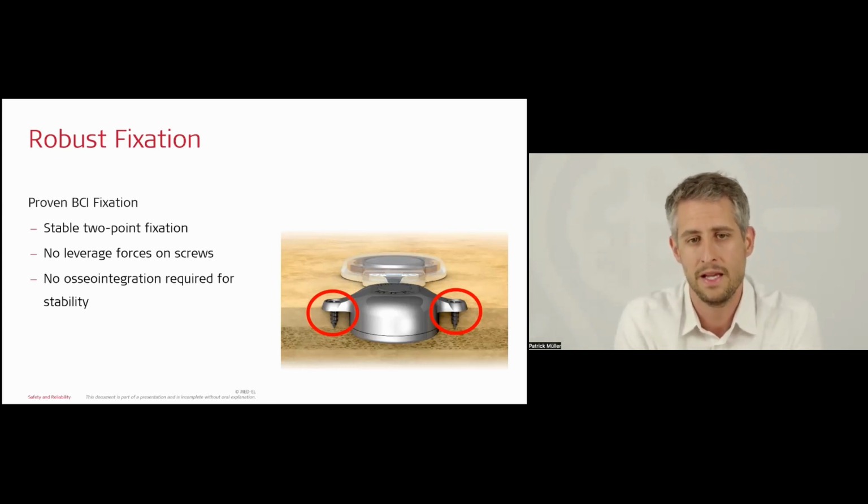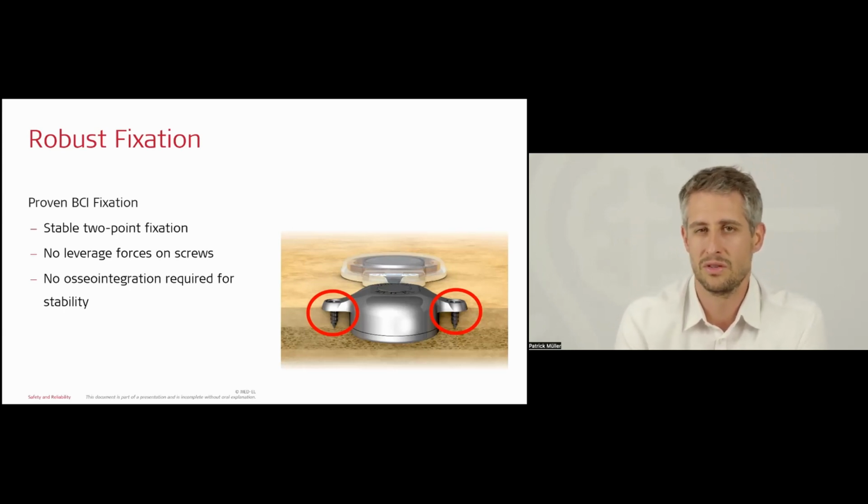And the other thing which is very important is that the Bonebridge fixation does not rely on osseointegration. So as soon as the wound is healed, the audio processor can be used, so there is no waiting time for osseointegration. But over time, the screws will osseointegrate, of course.